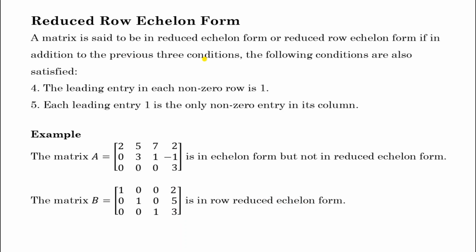Reduced row echelon form. A matrix is said to be in reduced echelon form or reduced row echelon form if, in addition to the previous 3 conditions, the following conditions are also satisfied. That is, the leading entry in each row is 1. Each leading entry 1 is the only non-zero entry in its column. It means other entries are 0. So if you look at this matrix, A is in echelon form but not in reduced echelon form. But this matrix, look at this, leading entry is 1, other entries are 0. Similarly here, leading entry is 1, other entries are 0. Similarly here. So this matrix is in row reduced echelon form.